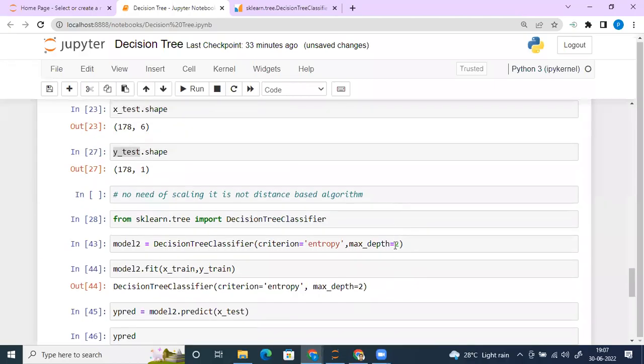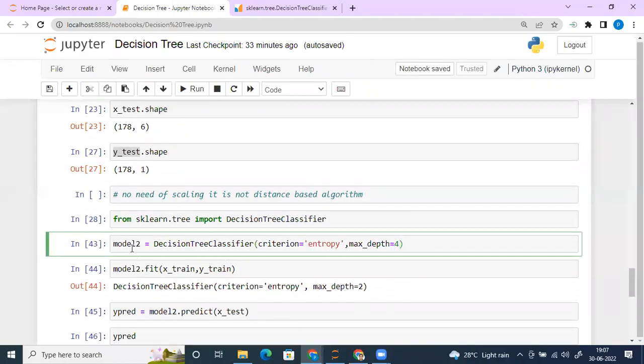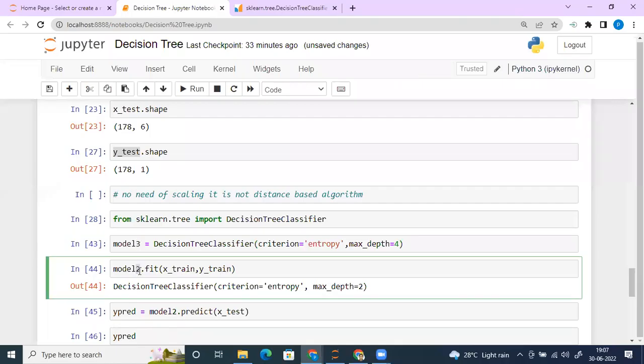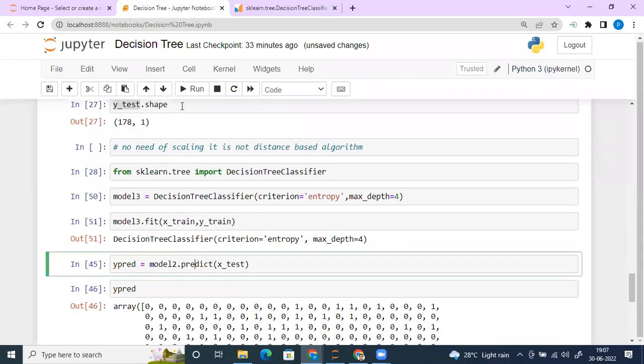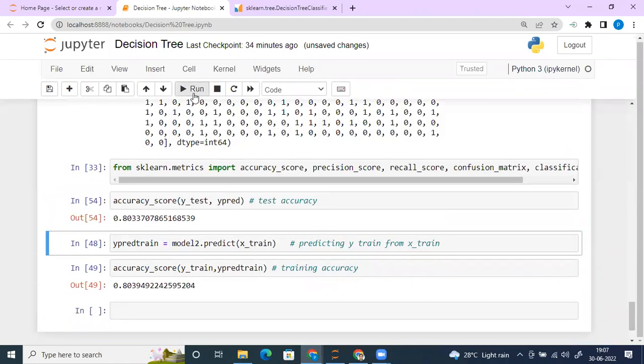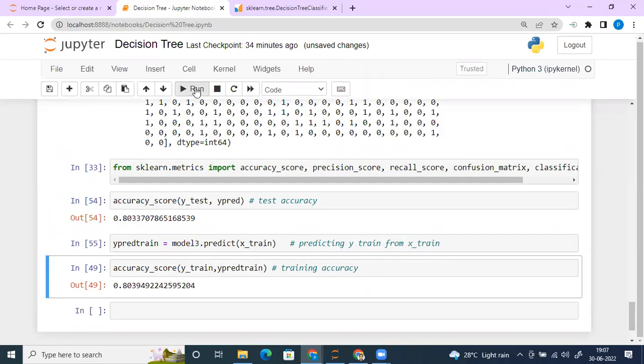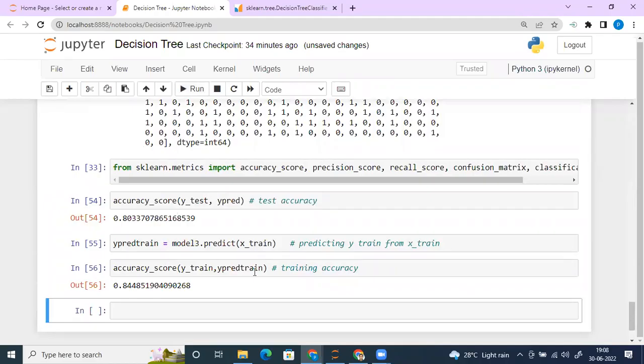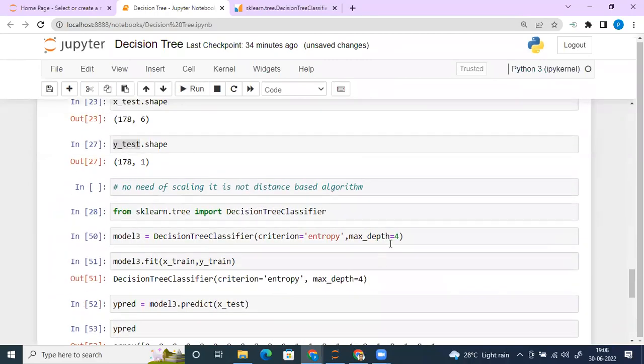This one, 3, again 4. Model 3. Okay, done. Accuracy score 80%, right? Good. Let's check this. So we can play with that. Even manually, I'm changing. There is no need of doing that. You can make it a function out of this.